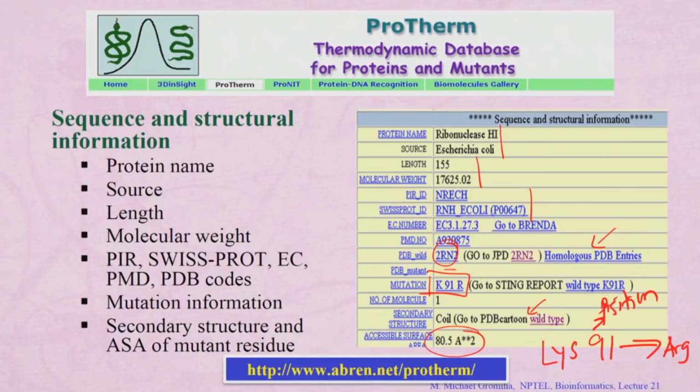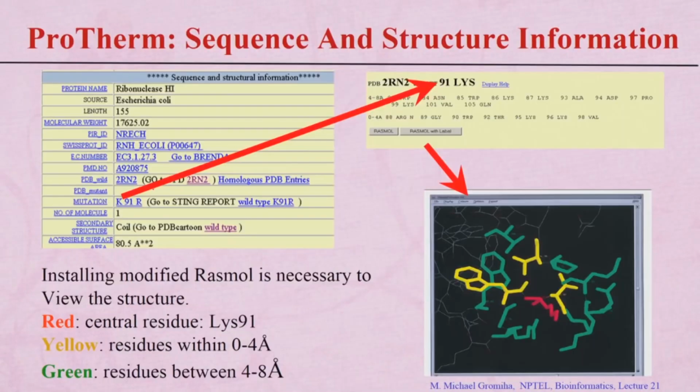So, for a particular mutation, we give all the information regarding the protein and the mutants. Then we give the link for this K91R mutation. We display the mutation, so you can see lysine 91 here, and see the residues occurring near this particular mutant. The yellow ones are within 0 to 4 angstrom, and the green ones are 4 to 8 angstrom. Here I display the data: within 0 to 4 angstrom are 88 arginine, 89 glycine and other residues, and you can see the side chains. Similarly for the green ones, you can see the residues occurring within 4 to 8 angstrom.